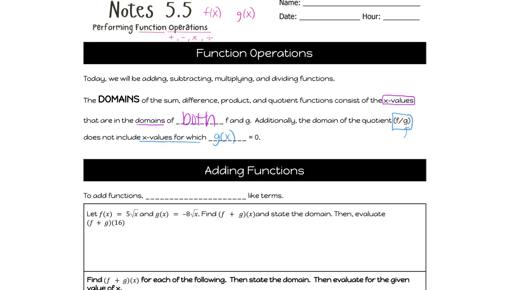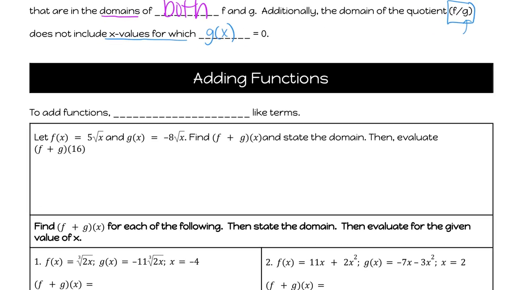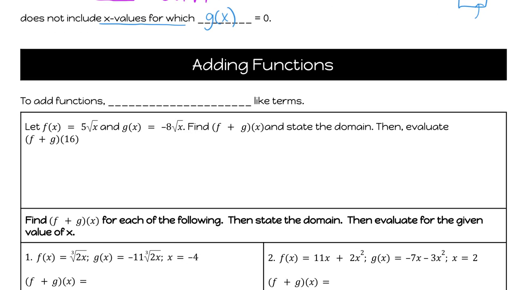Okay, so let's go ahead and get started. We're going to start with adding functions together. And this one's pretty basic. To add functions, you just have to combine like terms. So this is something we've done before. So let's take a look at our first example.